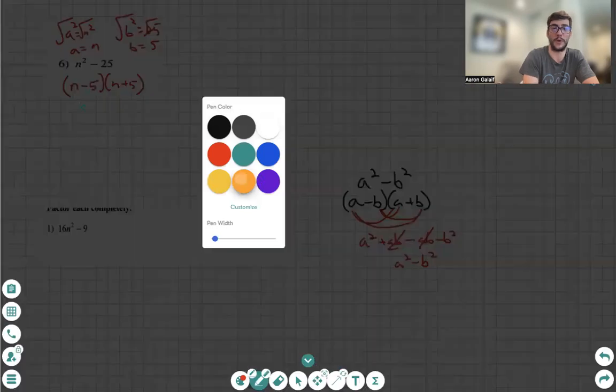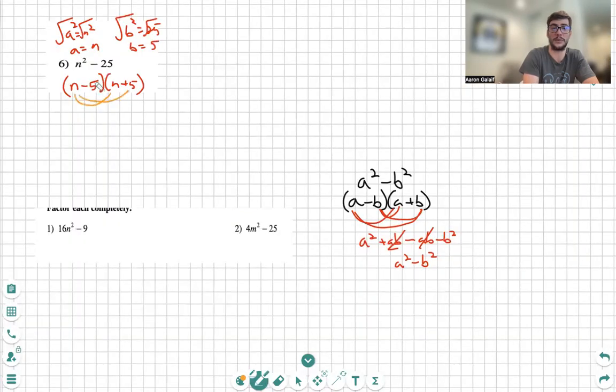We can FOIL it through to double check, and I will do that right now just so I can show you. n squared minus 5n plus 5n minus 25. Middle terms cancel, and we have our shortcut. We do not need to worry about it.